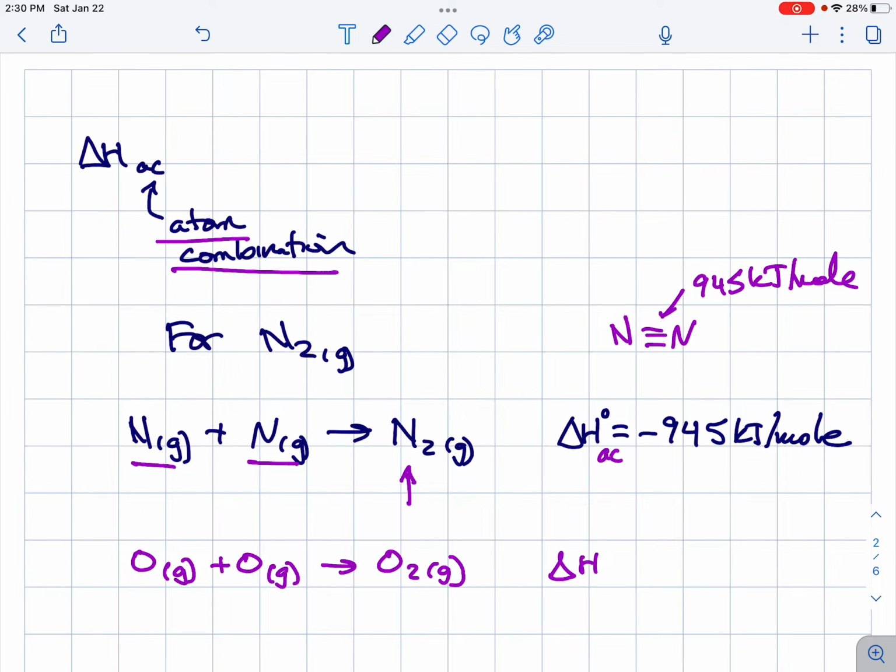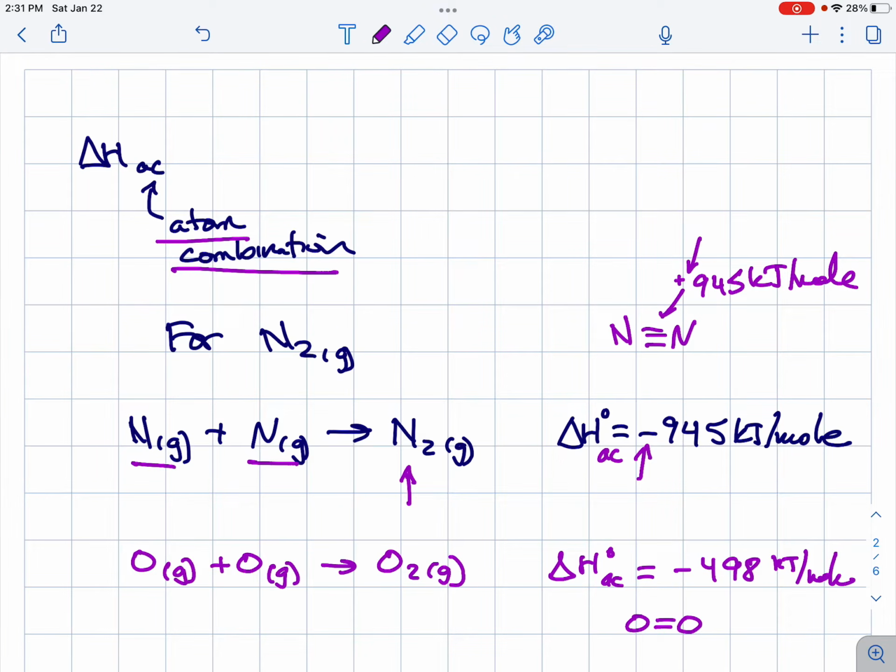And the DeltaH for this reaction, which happens to be the DeltaHac, is going to be negative 498 kilojoules per mole, and that's the bond energy of the O to O double bond. One subtle difference here: the ACs, because you're forming bonds, are always negative, and the bond energies are always positive because it's how much it takes to break it. So they're sort of the same number but opposite in sign.